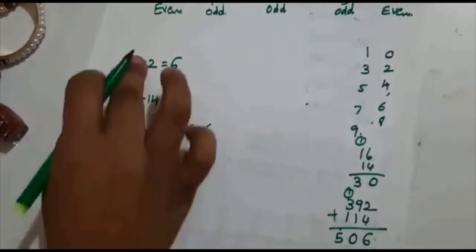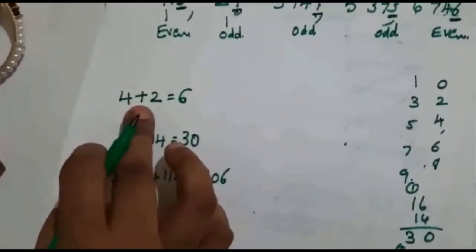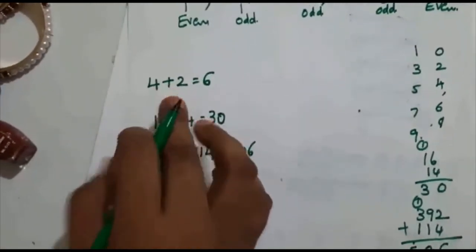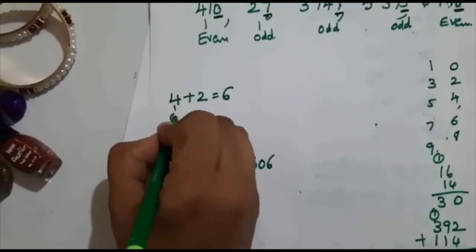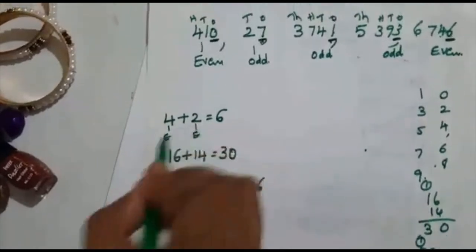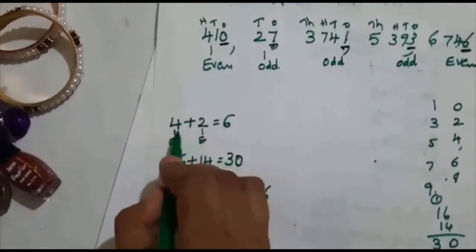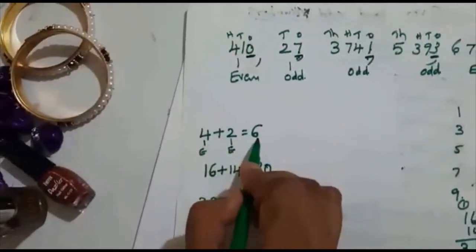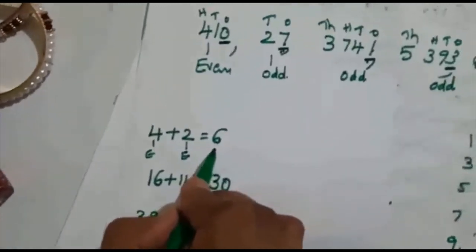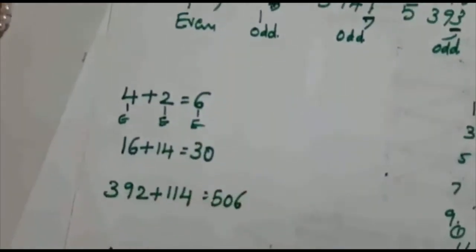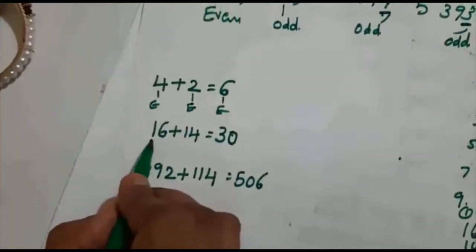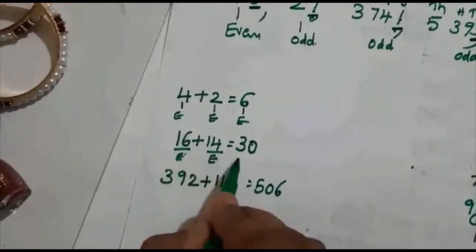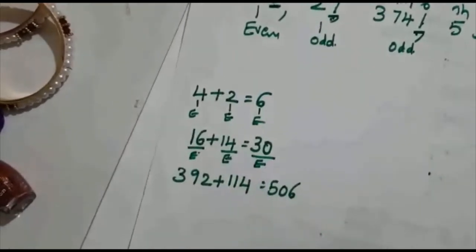In the above addition facts, did we add even numbers or odd numbers, children? Yes, we are adding even numbers. Here we can observe 4 is an even number, 2 is an even number. Here we are adding 2 even numbers. After adding these 2 even numbers, what result do we get, children? Is it even or odd? If you observe 6, 6 is also an even number. Go to the next example. Here we are adding an even number, again one more even number. After adding these 2 numbers, we get the answer, again an even number.